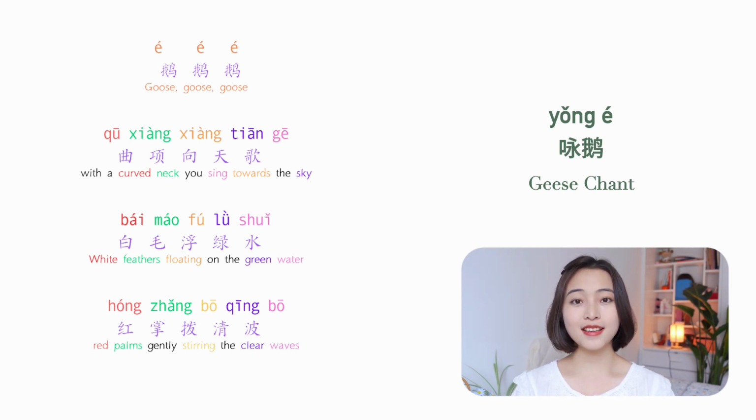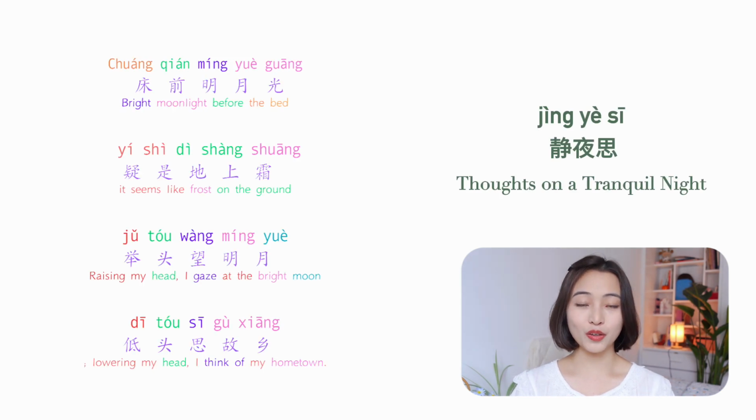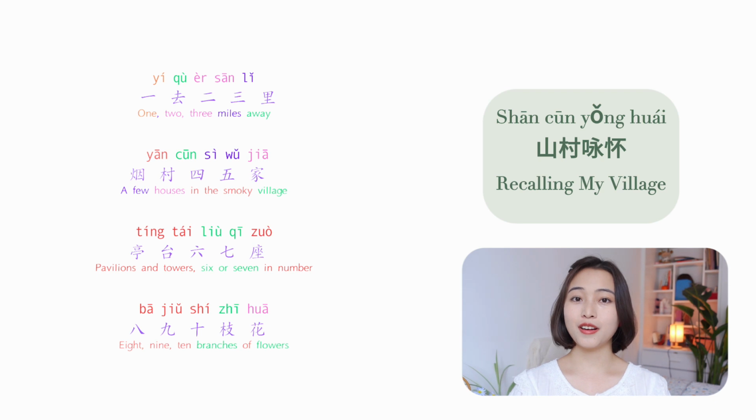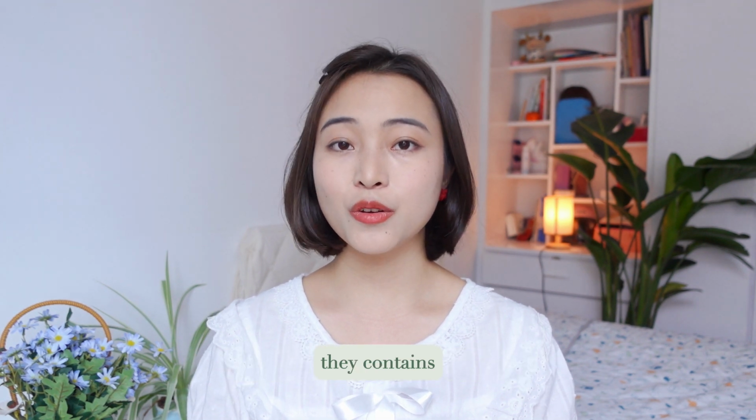曲项向天歌，白毛浮绿水，红掌拨清波。The second one, 床前明月光，疑是地上霜。举头望明月，低头思故乡。The third one, 一去二三里，烟村四五家。亭台六七座，八九十枝花。Though these poems are very short, they contain all the Chinese tones.